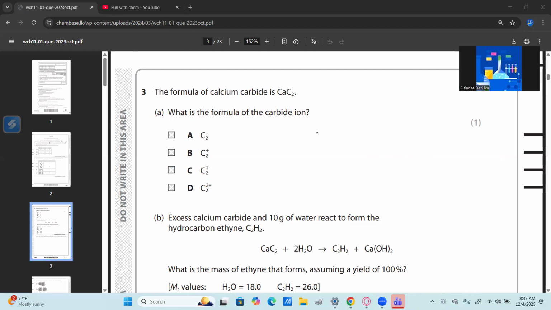Because if you take Ca2+ with the answer in A, that is C2 minus, then it's 2 to 1, and it should be CaC2 twice. So A is wrong. If you take B, you can't have 2+ charges, Ca2+ and C2+, to form a compound. That is wrong. Again, D is also wrong because you have 2 positive charges in a compound.